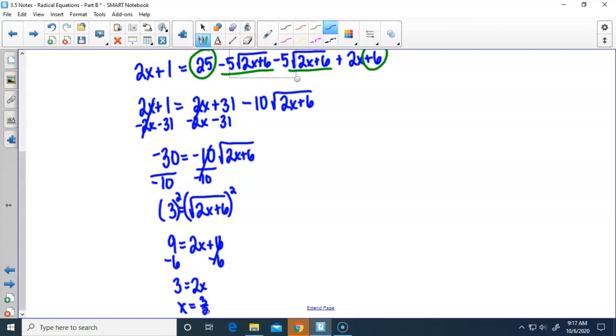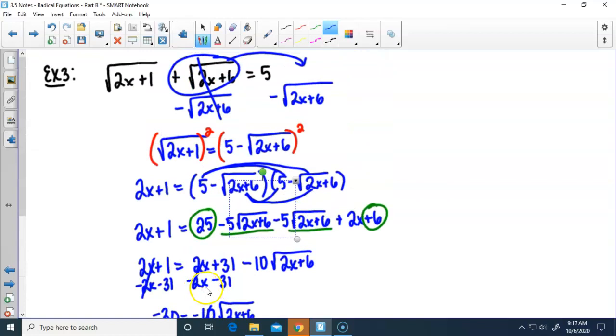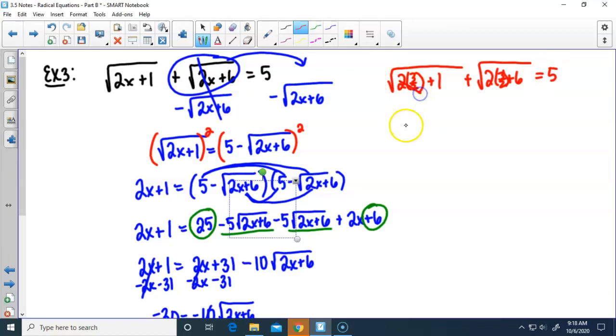Again, you have to check your answers on these. So 3 over 2 is probably our answer, especially since it's the only one we got, but we've got to check our answer. So we're going to go all the way back up here to our original problem. And so we're going to say 2 times 3 over 2 plus 1 plus square root of 2 times 3 over 2 plus 6 equals 5. And so the 2's will cancel right here, and we'll have the square root of 3 plus 1. And then right here, we'll get the square root of 3 plus 6 equals 5.